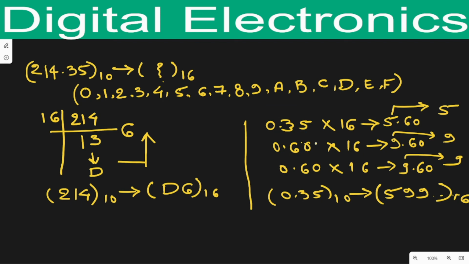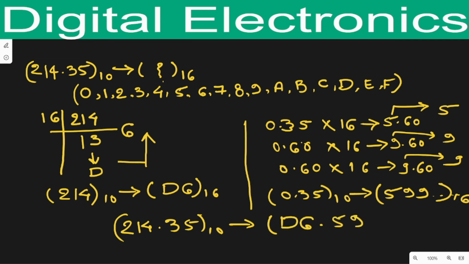After joining the integer and fractional parts we can write 214.35, that is decimal, as D6.599 and so on, which is hexadecimal. So this one is our final answer. Okay, thank you so much.